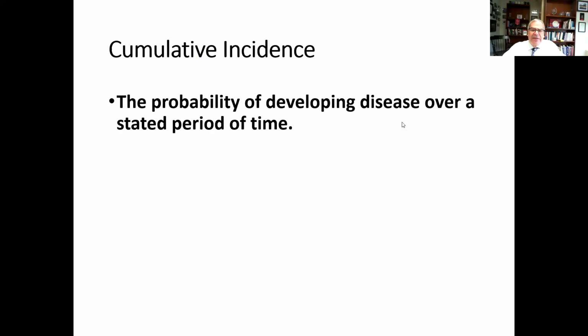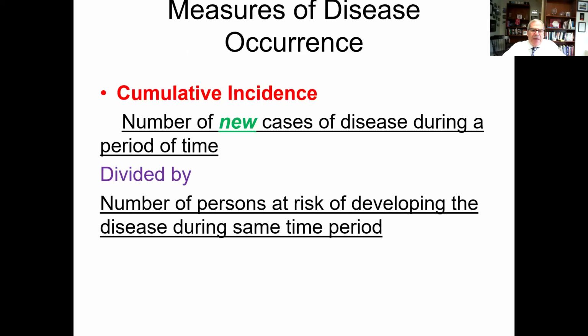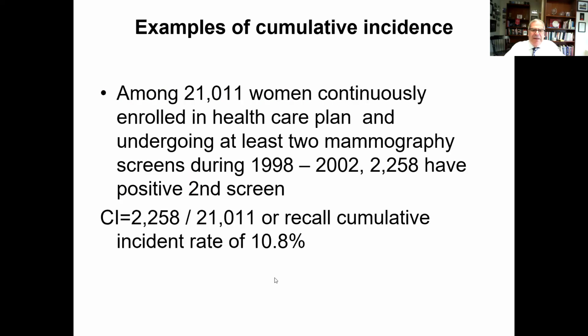The cumulative incidence, again, is the probability of developing disease over a stated period of time. Again, one more calculation. I know this is repetition, but we've presented and discussed a lot of stuff, and I just want to bring back in that cumulative incidence, the number of new cases over a period of time divided by the number of persons at risk of developing disease. Here's another example of the cumulative incidence that could be used. Here's 21,000 women continuously enrolled in a health care plan and undergoing at least 2 mammography screens during 1998 to 2002.